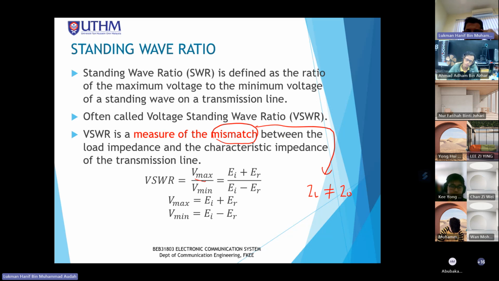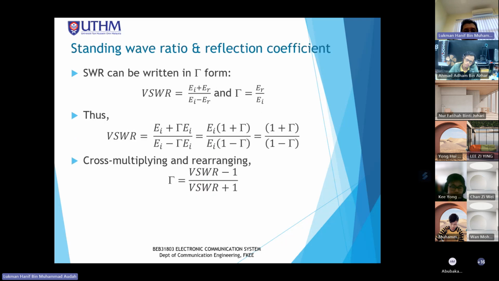What is the maximum voltage? It is equal to the incident voltage plus the reflected voltage. The minimum voltage is the incident voltage minus the reflected voltage. So we get a parameter without a unit. VSWR is a parameter without a unit.